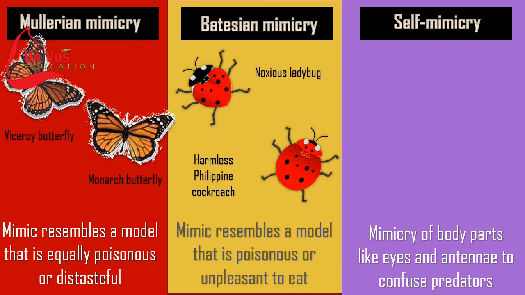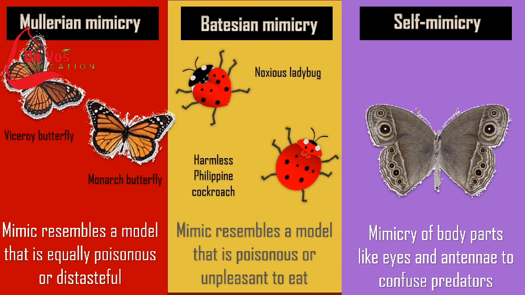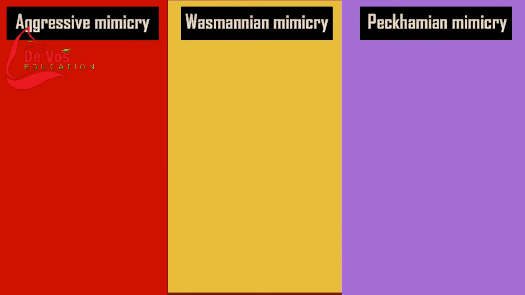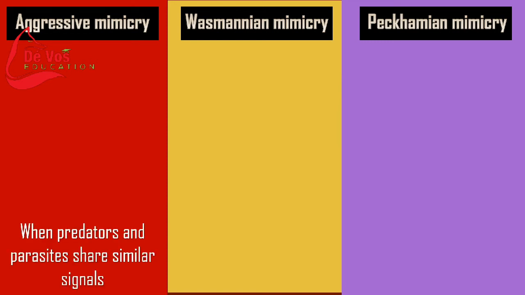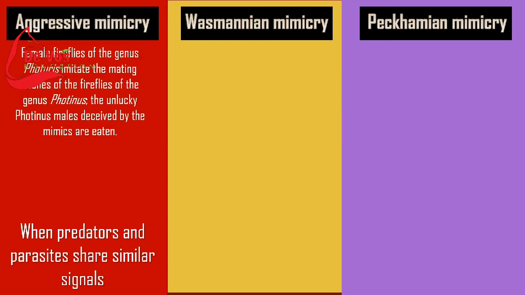And in self-mimicry, we get a phenomenon like eye spots, where the mimicry of body parts like eyes and antennae is used to confuse predators. In this case, the prey acts as the mimic and the predator is duped. In aggressive mimicry, Wasmannian mimicry and Peckhamian mimicry, it is the predator that dupes the prey.